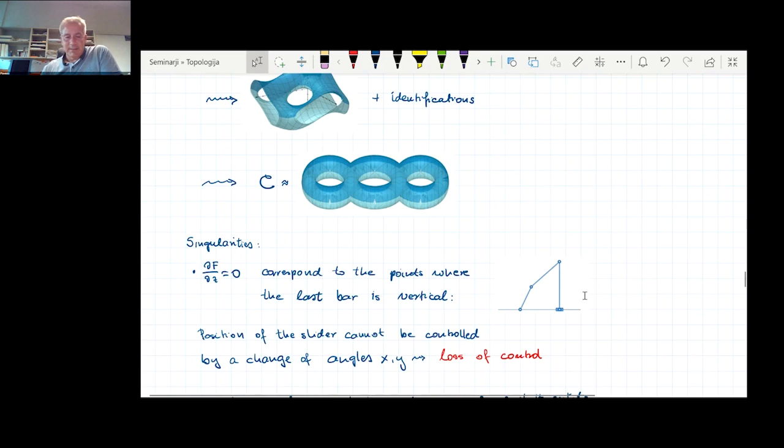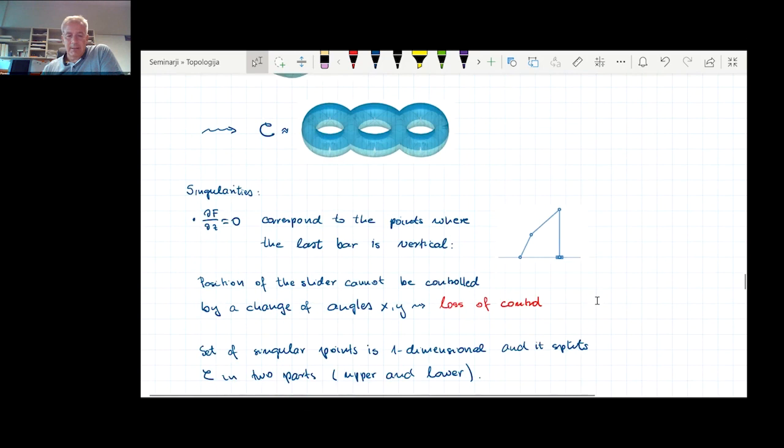Okay, so this is the first type of singularities. And the problem here is that this set of singular points is usually of codimension 1. So in this case, this is a one-dimensional thing, and it splits this torus into the upper half and the lower half. Okay, so that's already a problem, because this means that to pass from the lower part to the upper part, you must pass through singularities where you lose control, and you want to avoid this, remember.